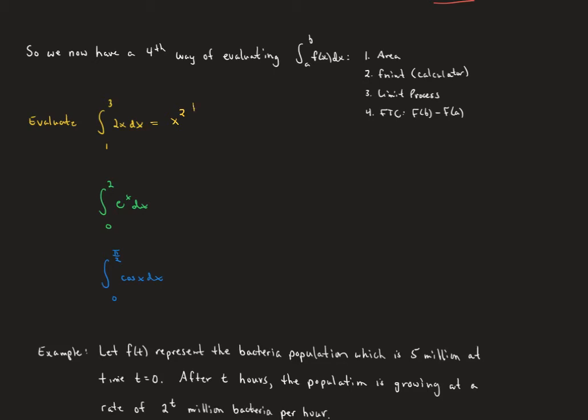Now the symbolism we're going to use is we're going to write a vertical line, and that's going to say to evaluate that at x equals 3 and x equals 1. So we are going to put in the upper limit. This is now our f of b minus f of a. So we're going to plug in that upper limit 3 into the x squared function. That's our f of b, minus we're going to plug in that lower limit 1 into our antiderivative x squared. And then we'll just evaluate that, and 9 minus 1 is 8, and there it is. That's our definite integral that we've evaluated using the fundamental theorem of calculus.